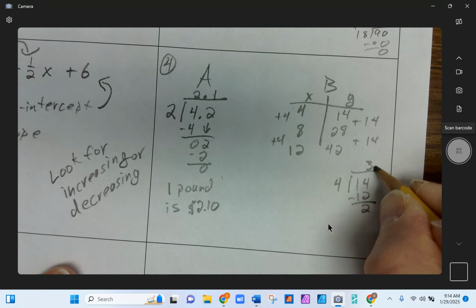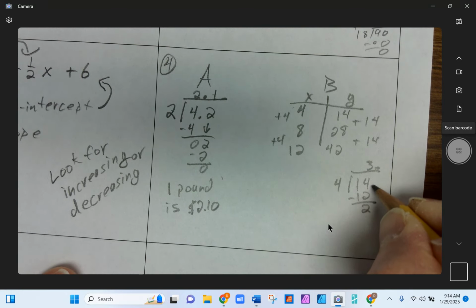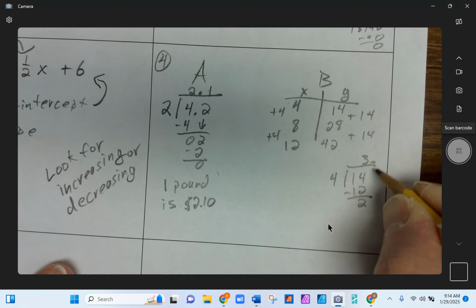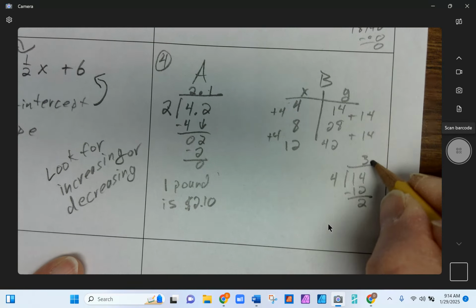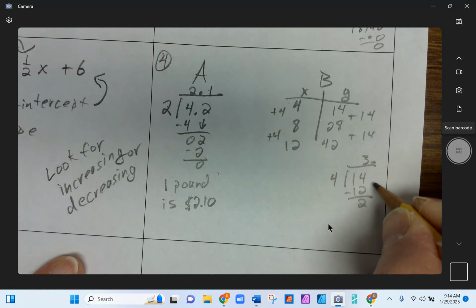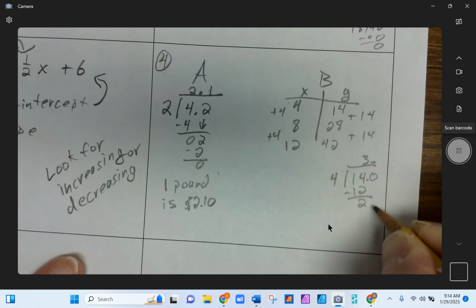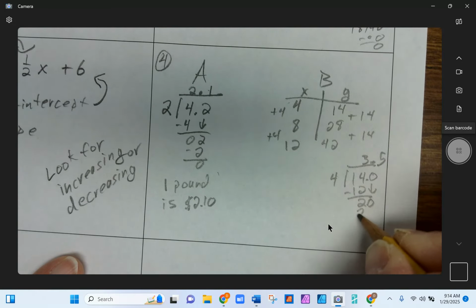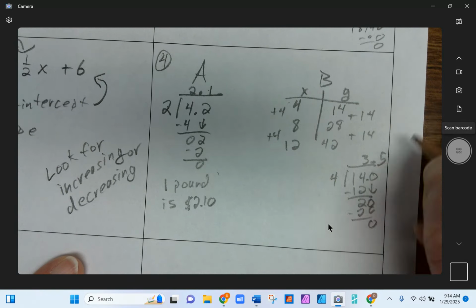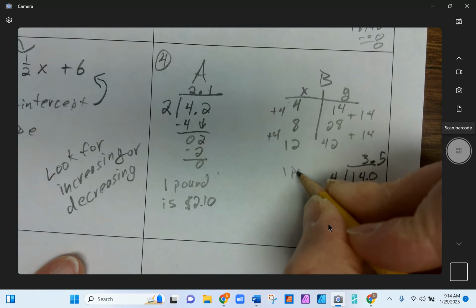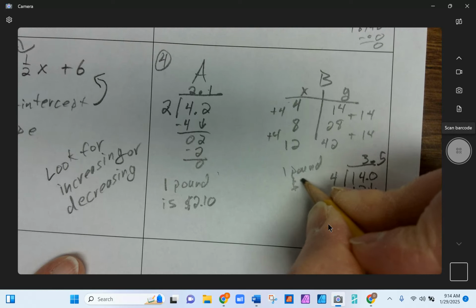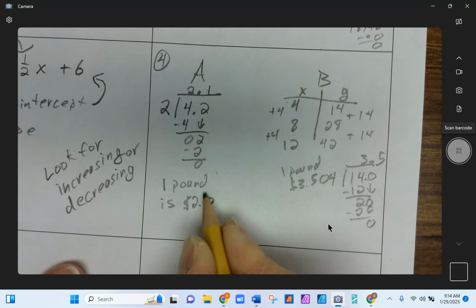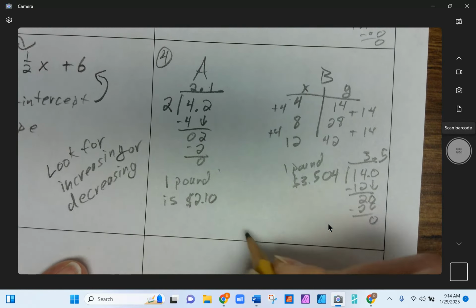And then since we don't have any other digits here, we start putting a decimal here, right? So then we bring a 0 down. 4 goes into 20 5 times, so 4 times 5 is 20, and we get no remainder here. So then we get 1 pound is $3.50. So the better deal is this one right here, right? Store A is a better deal.